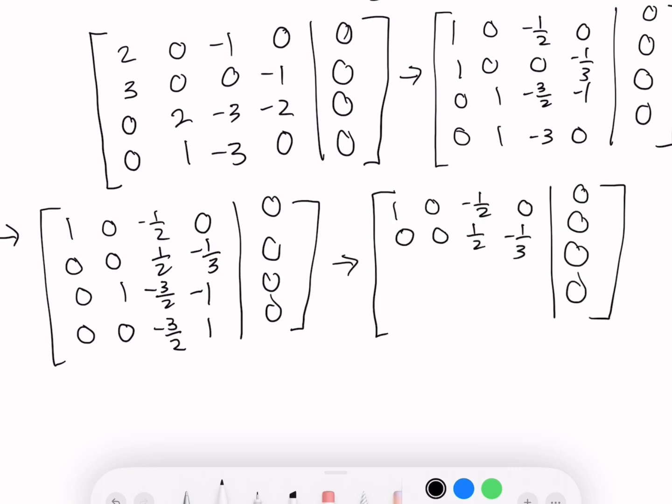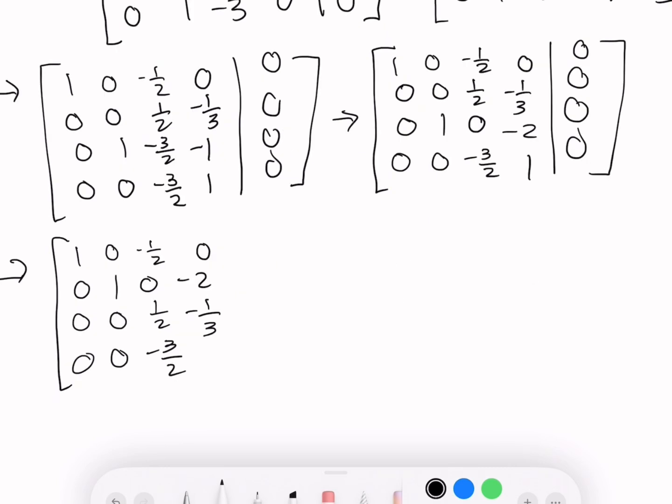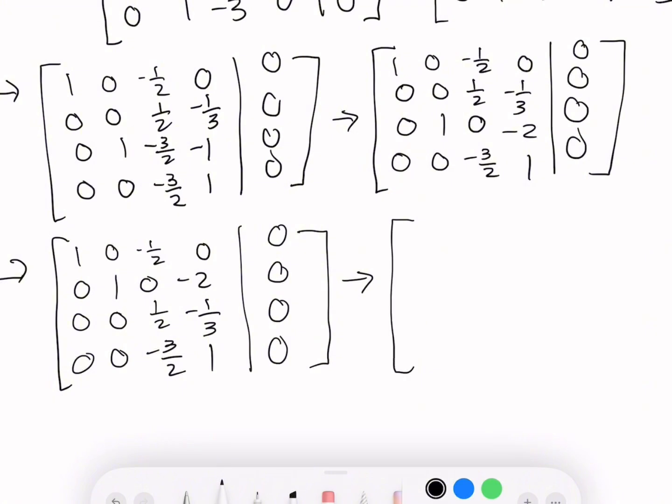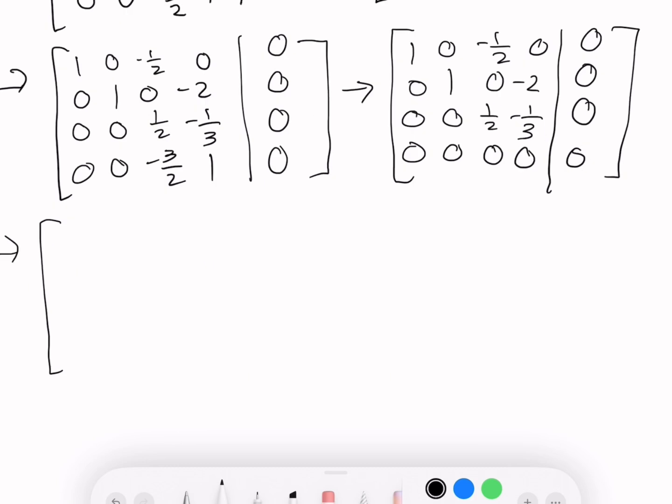Now I'm going to add the fourth row to the third row. I'm going to do negative row 4 plus row 3. So we get negative negative 3 halves, which is positive 3 halves, plus negative 3 halves, which is 0. Negative 1 minus 1, which is negative 2. And then here I'm just switching the order of the rows. And now we're going to do 3 times row 3 plus row 4, so we can create a 0 row in the fourth row. So now I'm going to do row 1 plus row 3. And I'm going to divide row 3 by 1 half.